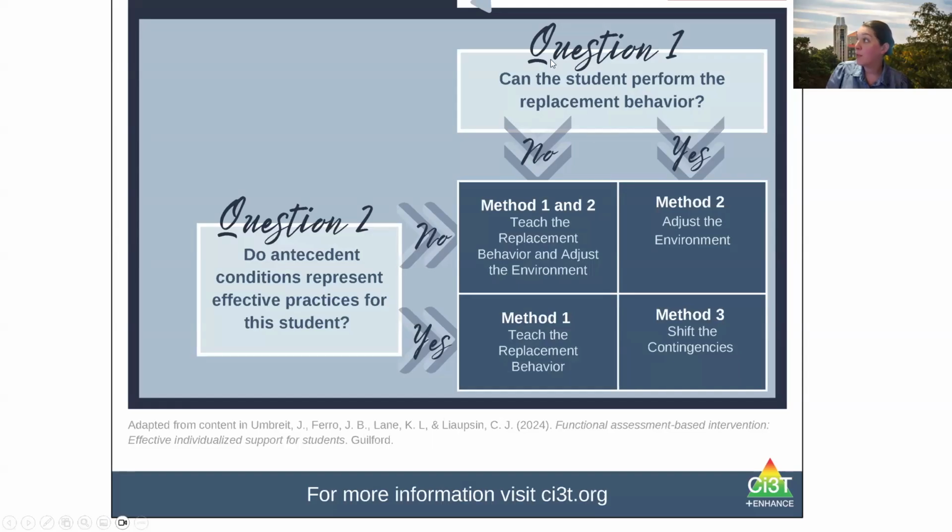So can the student perform the replacement behavior? No, maybe the student does not know how to get the teacher's attention in an effective, expected way, like raising hands or some type of system, so they're blurting out. No, they don't know that. Do antecedent conditions represent effective practices? They do. Then we go with method 1, teach the replacement behavior. So you're asking and answering those 2 questions to figure out which method do I need to use.